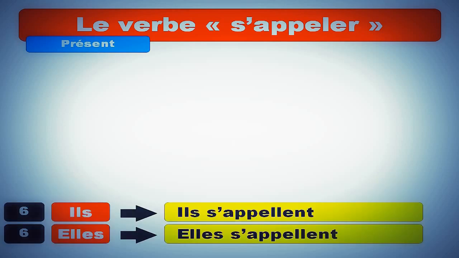Alright, and finally, so ils, plural, masculine form, and elles, you get this ils s'appellent. Alright, so that's the same concept. Usually you should have se, but then I'm starting with a vowel, so the e is disappearing, and you get this ils s'appellent. Repeat.